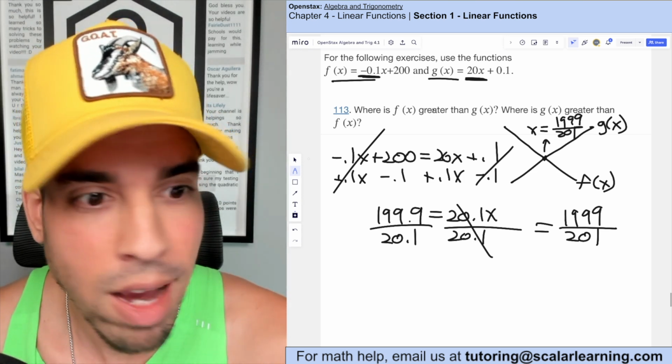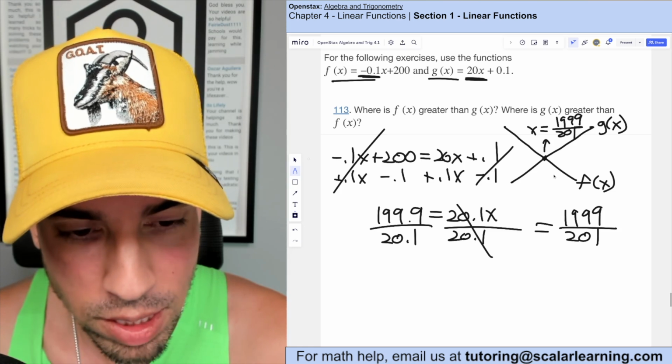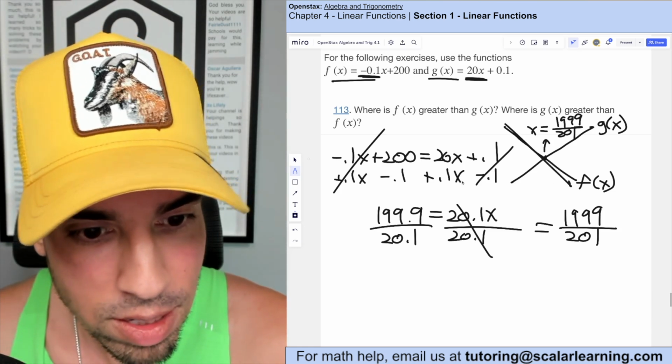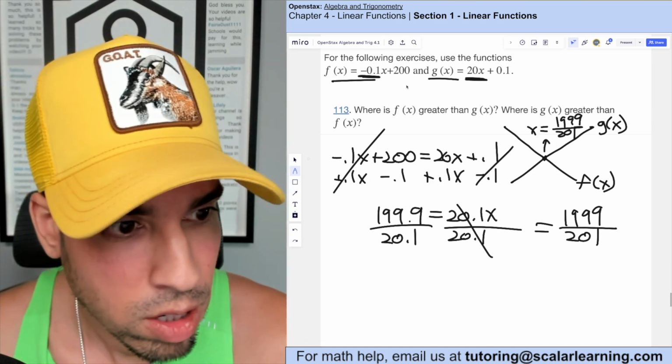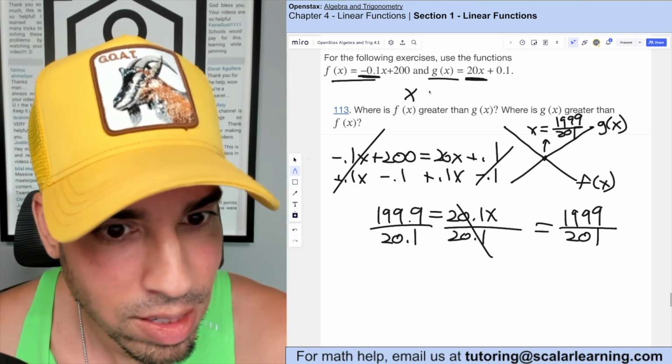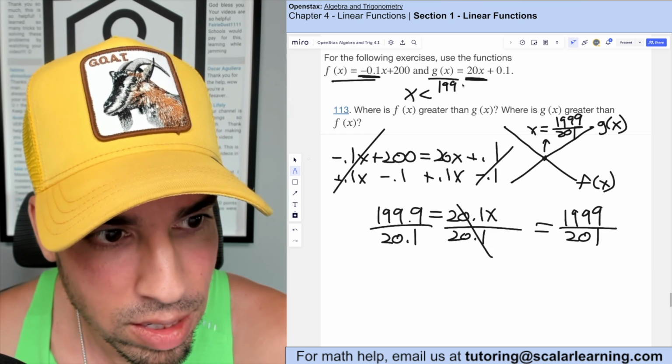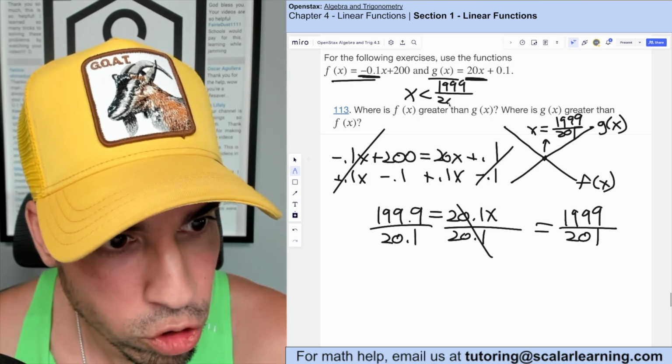So we say, where is f of x greater than g of x? Again, f of x is this negative slope, meaning it's bigger before this. So it's bigger than that when x is less than 1999 over 201.